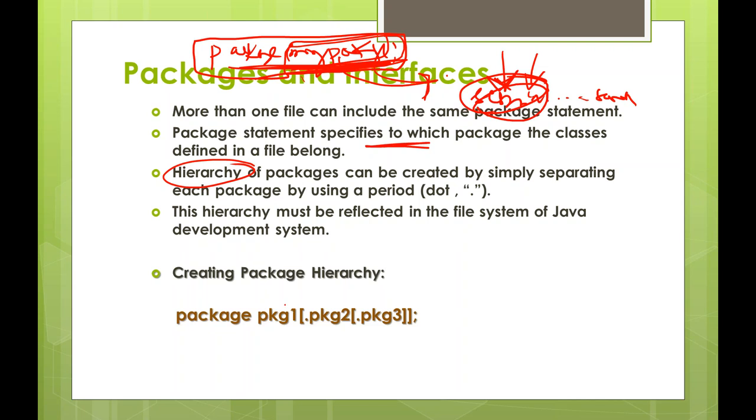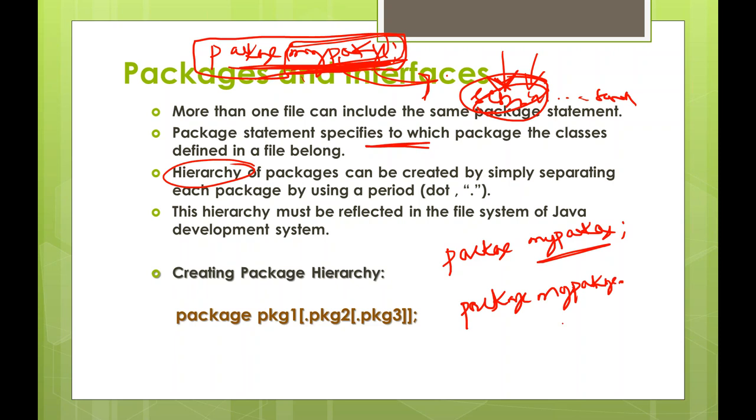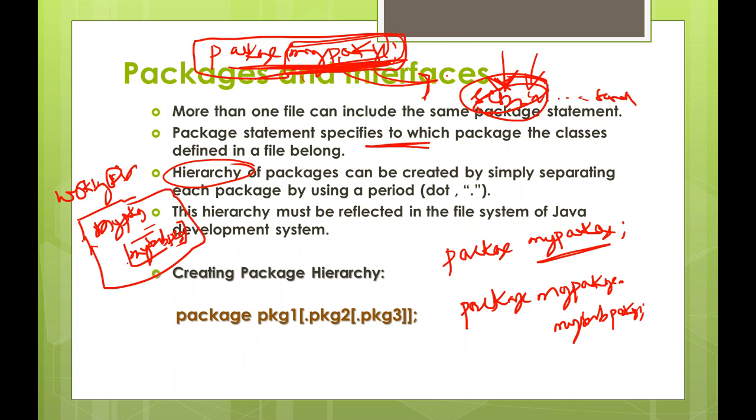Similarly, say for example, we have one particular package, let's say package my package. If you want to create another package under my package, you can write package my package dot my sub package. So the directory structure will be, you will have your working directory, under that you will have your my package directory, and inside this my package folder, you will have another folder called my sub package. Inside this, all classes which belong to this particular package will be there.